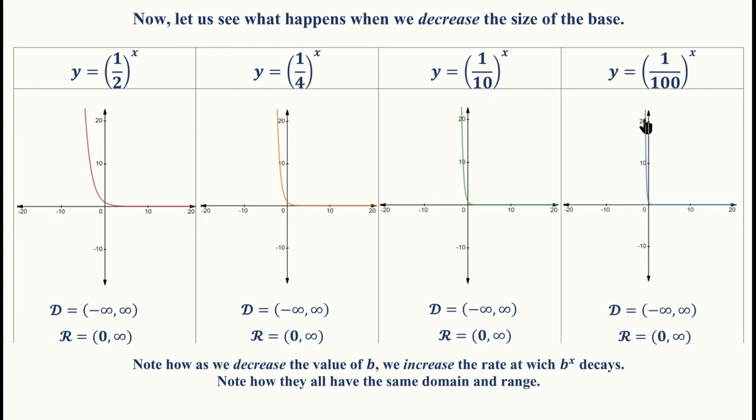And notice what happens is that the decay becomes faster and faster as you go from larger base to smaller base in the 0 to 1 category. The domain and ranges do not change because you still define for all real numbers, and you still only get outputs that are greater than 0 in this case.